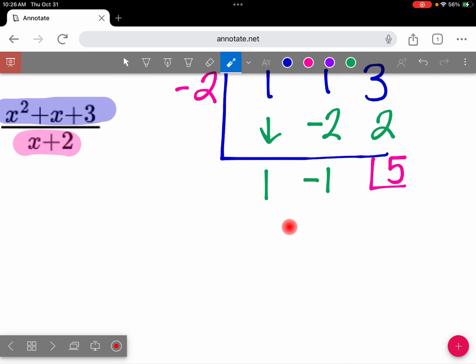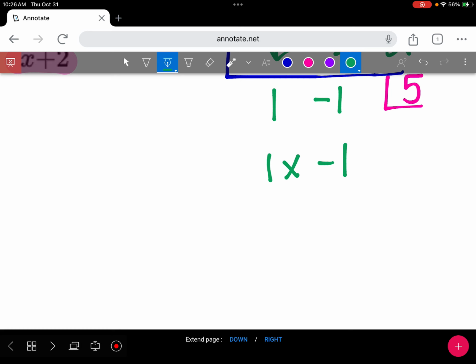So what is the polynomial down here going to be? What would this be if we wrote this out? 1x minus 1. The 5 is irrelevant. We ignore the 5. It's just the remainder, right? It's the remainder of what we did here and has no impact on what we do with our graph at all. Our 1x minus 1, or x minus 1, that will be our asymptote.